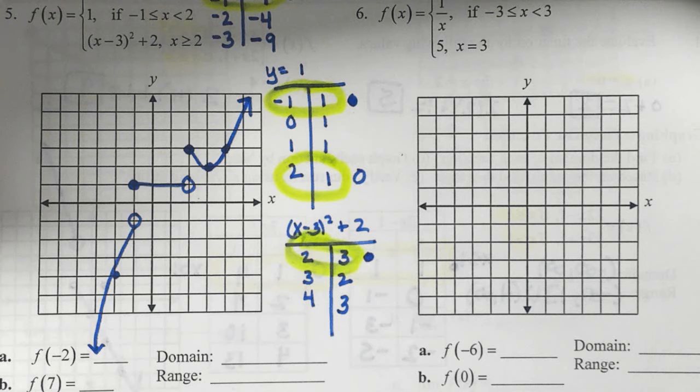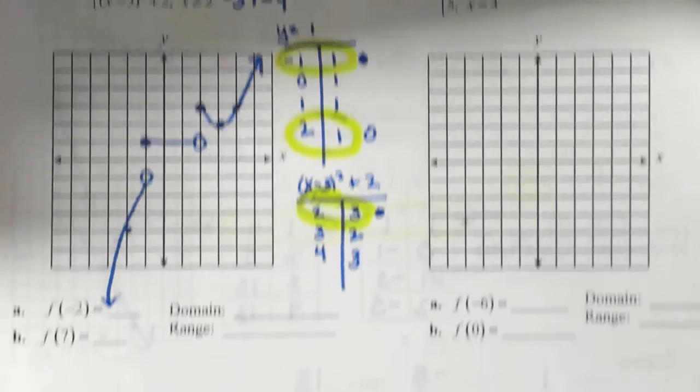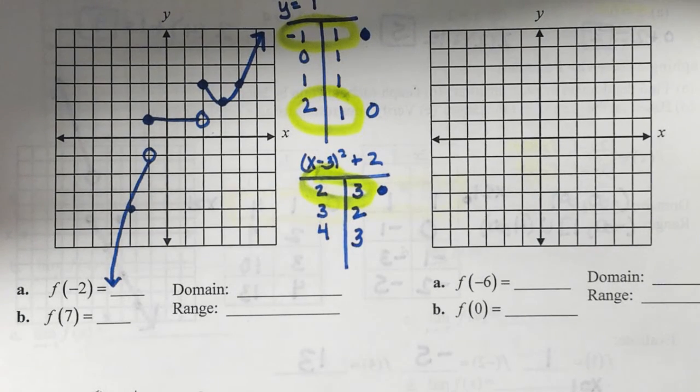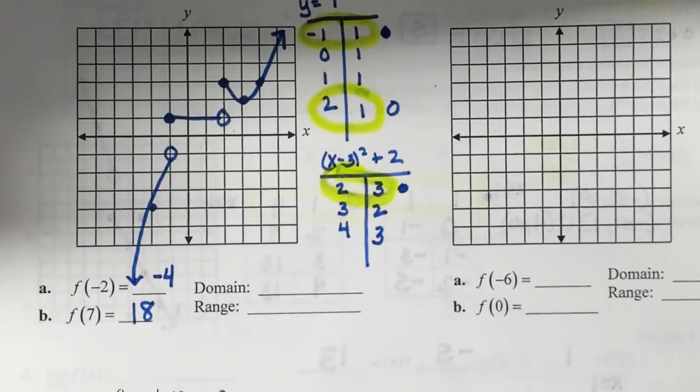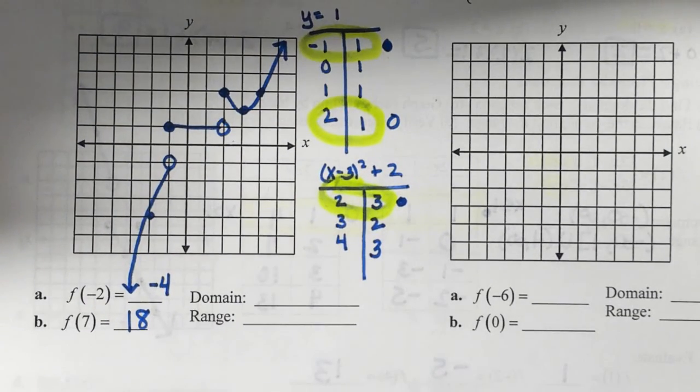Okay? So any questions on what that piecewise function looks like? You guys go ahead and evaluate it for me. Go ahead and evaluate f of negative 2 and f of 7 for me. Did we come up with negative 4 for f of negative 2 and 18 for f of 7? Okay? Let's talk about the domain and the range.